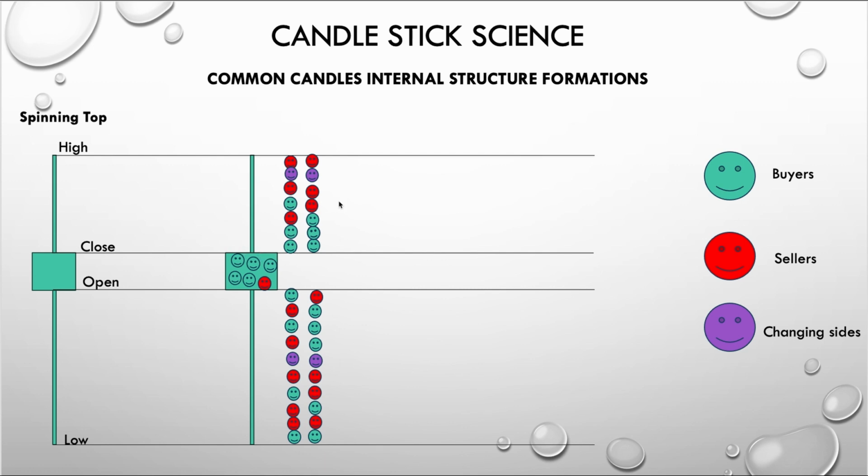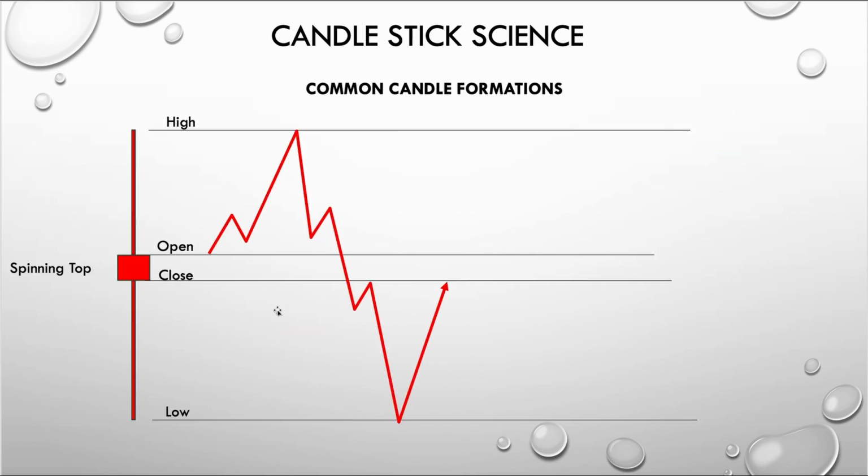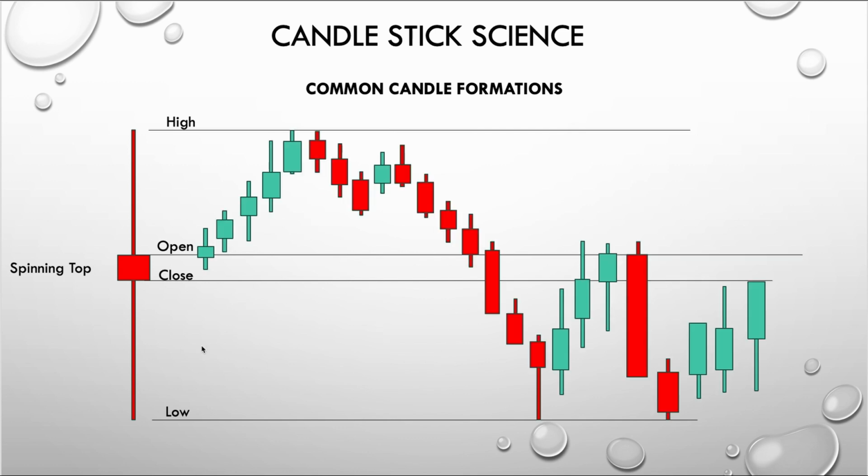The bottom wick is just like the top wick. The sellers push the price down, but they are unable to hold the price at its lows. The buyers step in and push the price up again, being aided by the purple faces right here. These purple faces are some sellers who are changing into buyers. So they push the price back up here, leaving this wick right here. So this is a bearish spinning top. As you can see here, it's just like a bullish one, but in reverse. This is its internal structure.